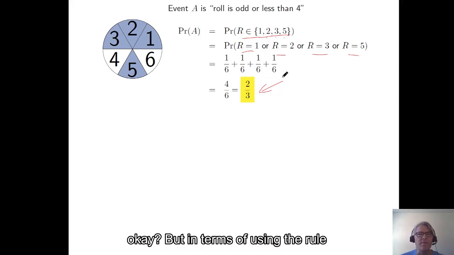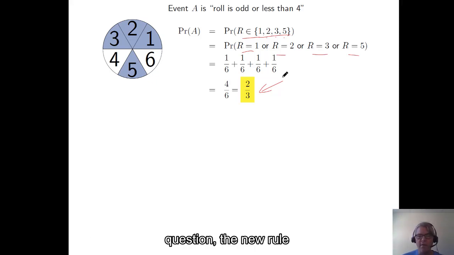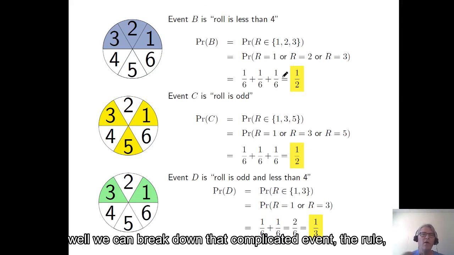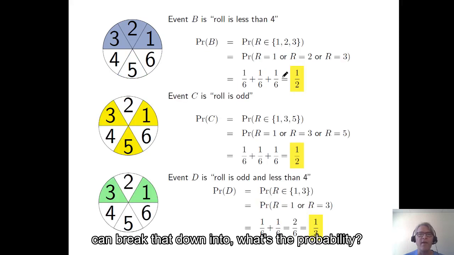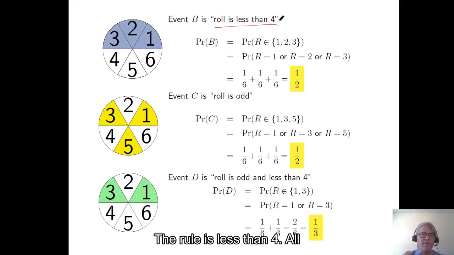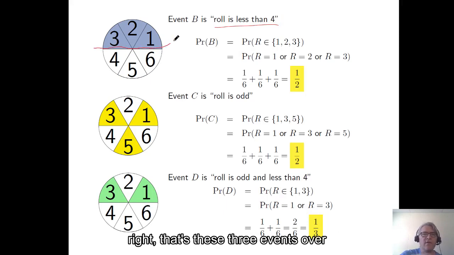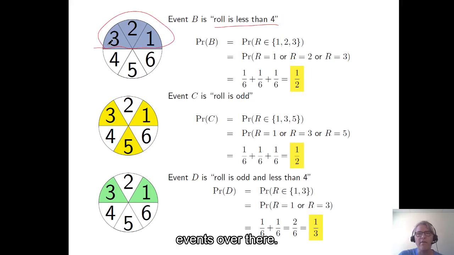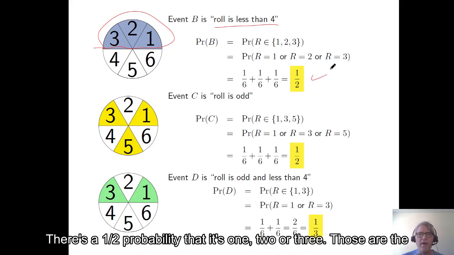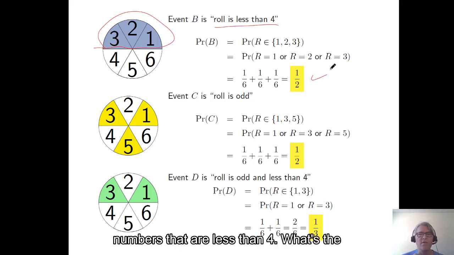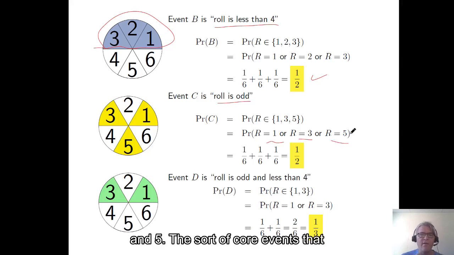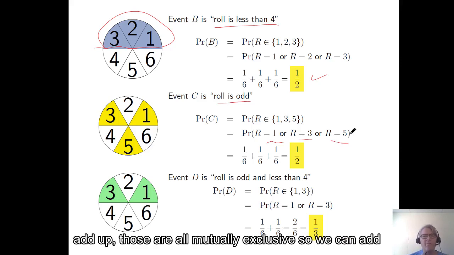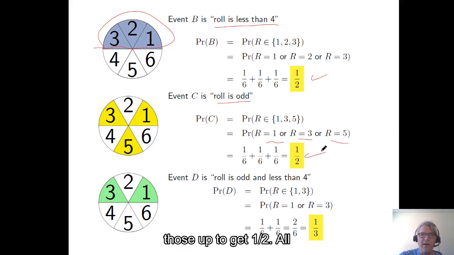Okay, but in terms of using the newer rule and seeing how that's applied to solve the same question, well, we can break down that complicated event, the roll is odd or less than 4. We can break that down into what's the probability the roll is less than 4. That's these three atomic events over there. There's a 1/2 probability that it's 1, 2, or 3. Those are the numbers that are less than 4. What's the probability that the roll is odd? Well, there's also 3 events. Now it's 1, 3, and 5. 3 core events that add up. Those are all mutually exclusive, so we can add those up to get 1/2.